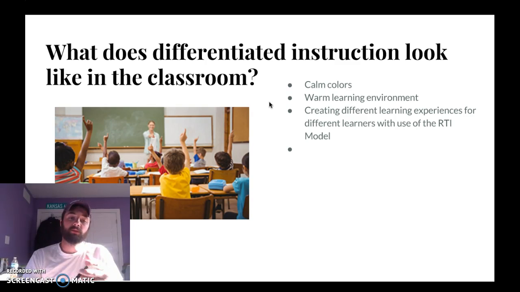Calm colors, a warm learning environment, encouragement, all these things go along to help the mental state of the students, because if a child is stressed out, not calm, not ready to learn, then they're physically not going to be able to learn. The science is there with the neuroscience. If a child isn't given the opportunity to learn in the calmest way, then they're not going to retain anything.